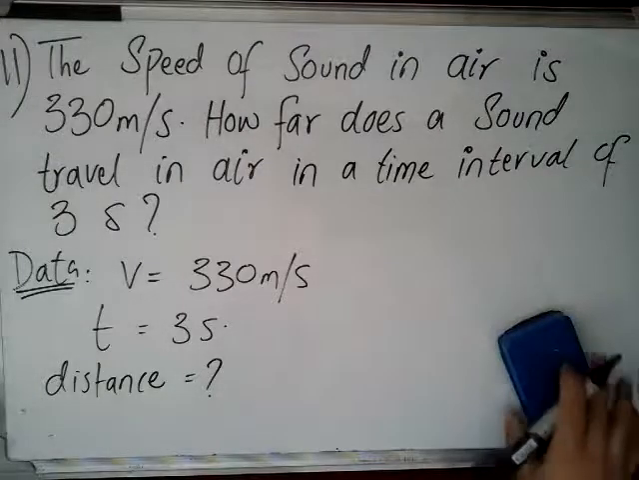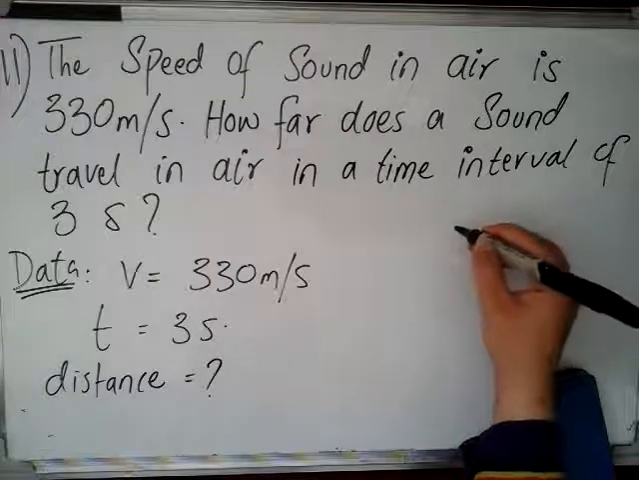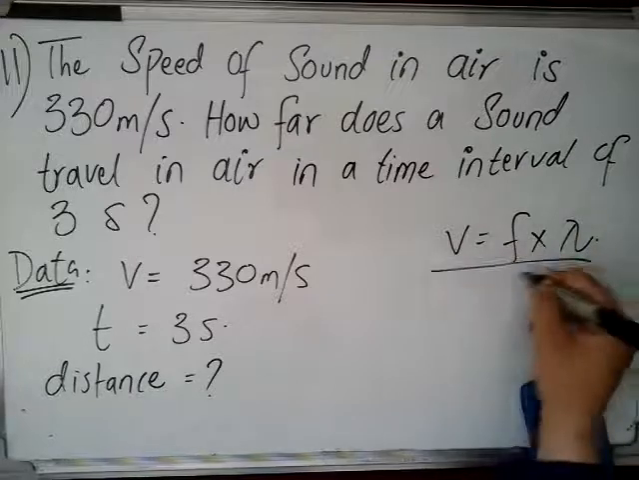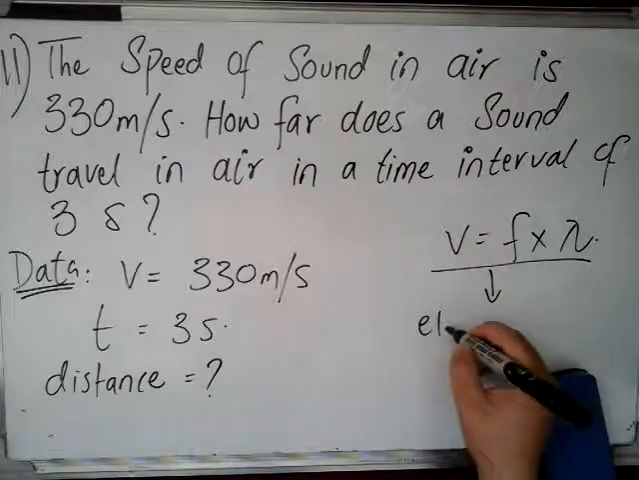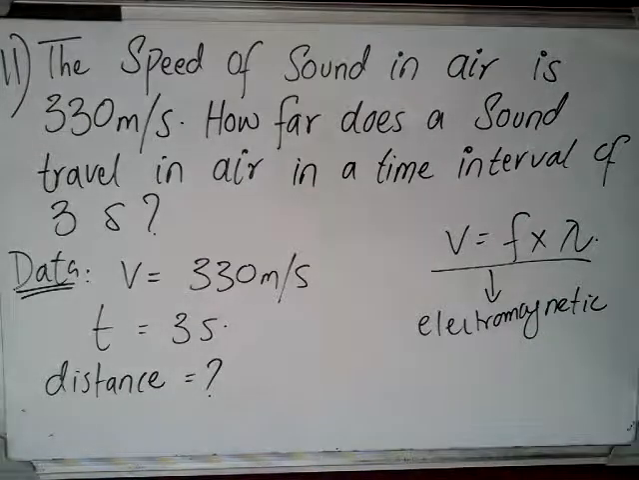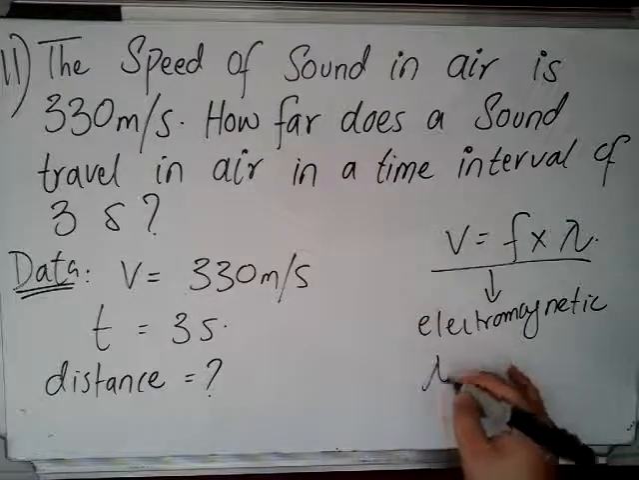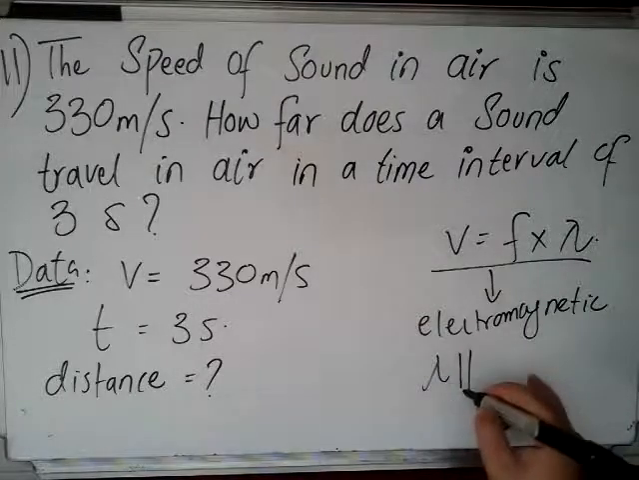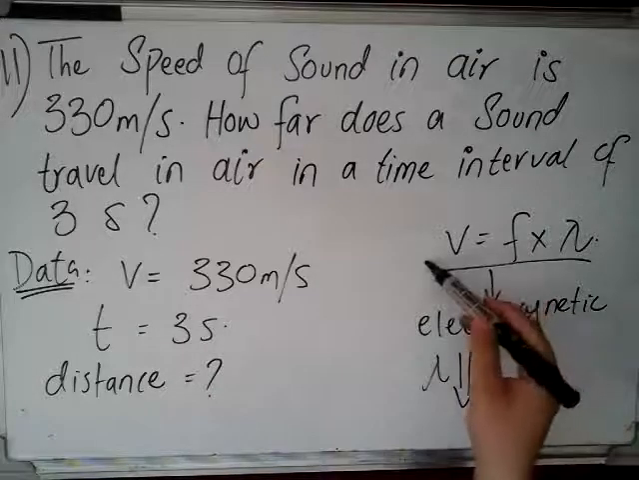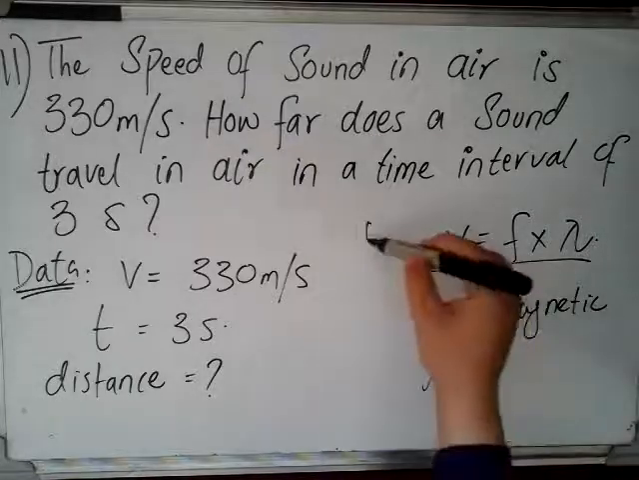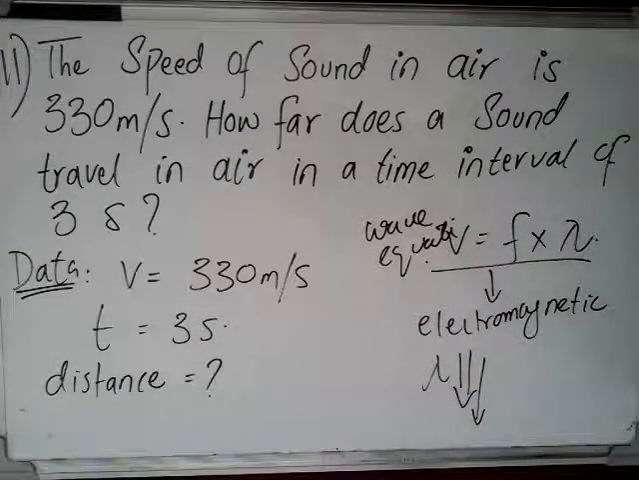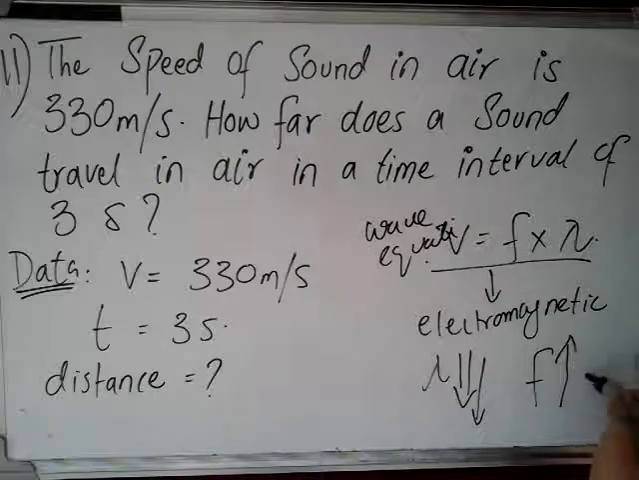So keep in mind one thing, that the wave equation that we have calculated, V is equal to frequency multiplied by lambda, is basically used for electromagnetic waves, or for those waves whose wavelength is very small. We use this type of wave equation. This is called the wave equation, for waves having very small wavelength and very high frequency.